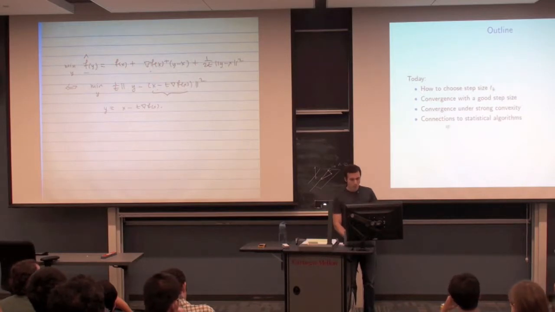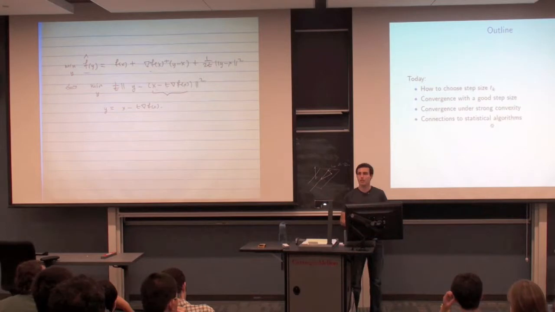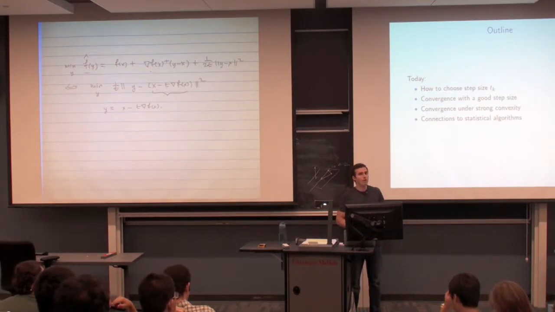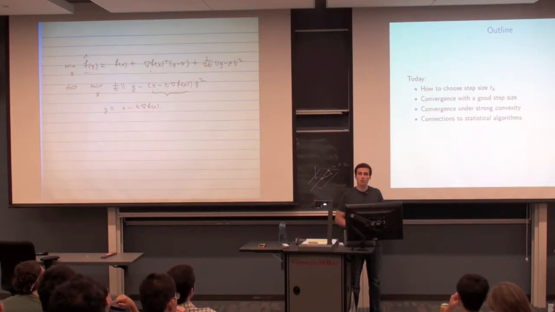And then we're going to talk about connections to statistical algorithms. There are a lot of nice connections between gradient descent and stuff in statistics that goes by different names. You have a problem on the homework that involves doing steepest descent with the one norm for the graphical lasso. And we'll cover the connection between gradient descent and these kind of stage-wise algorithms today for a different problem, not the graphical lasso. And in the homework, you're going to explore that.